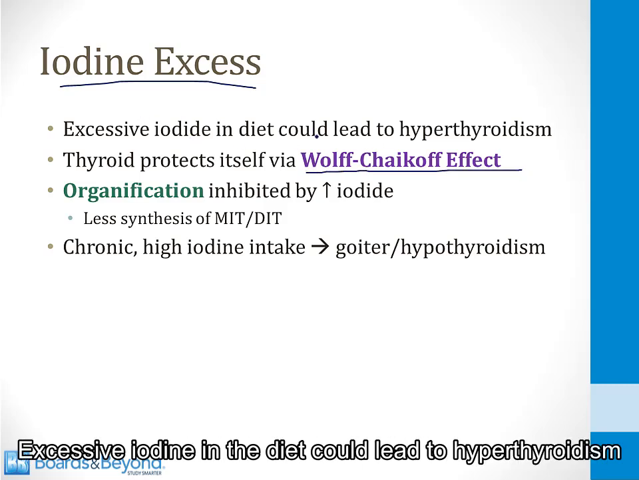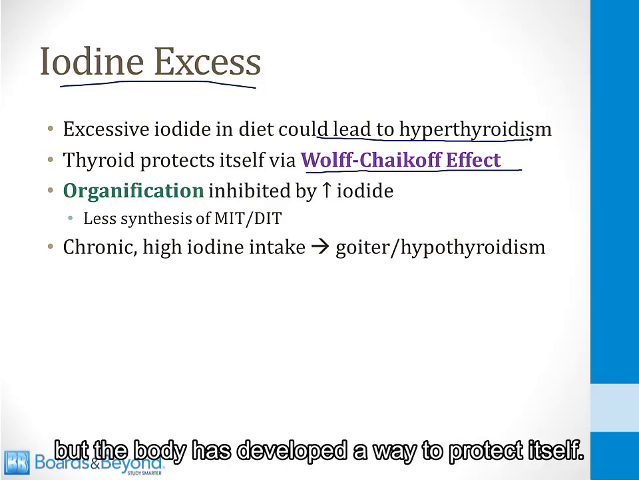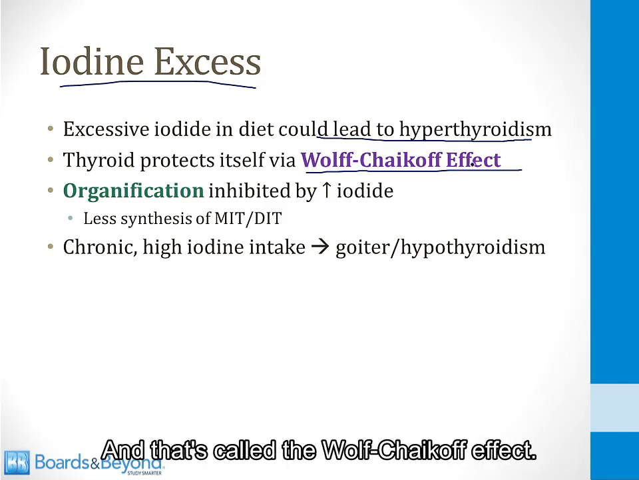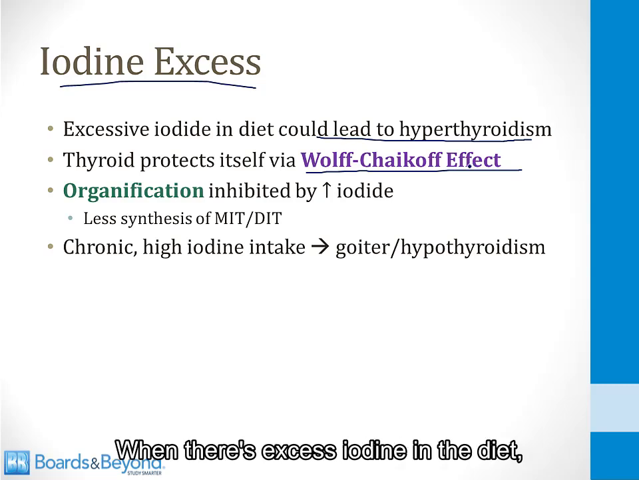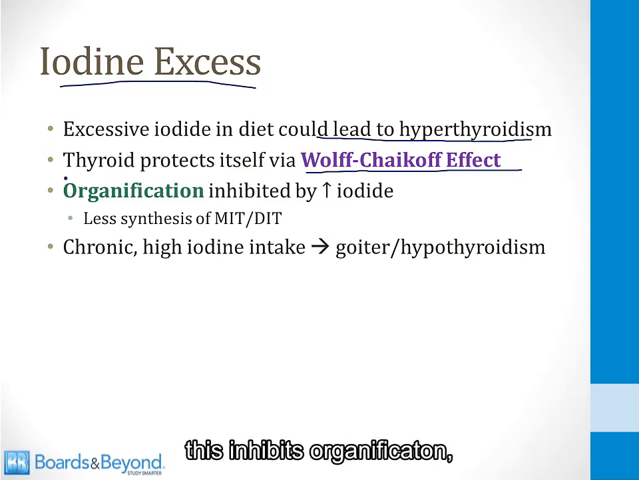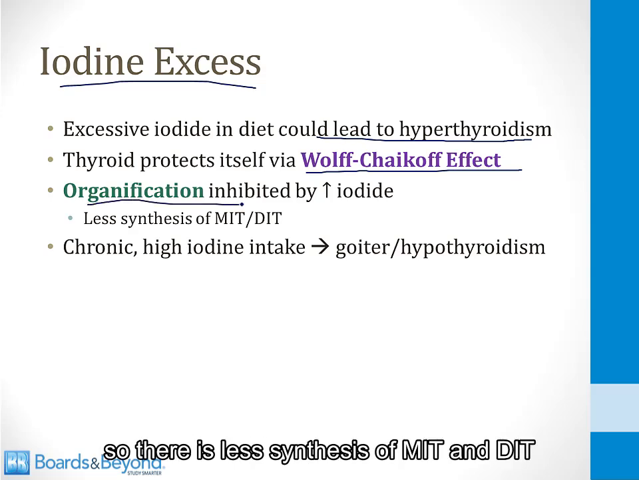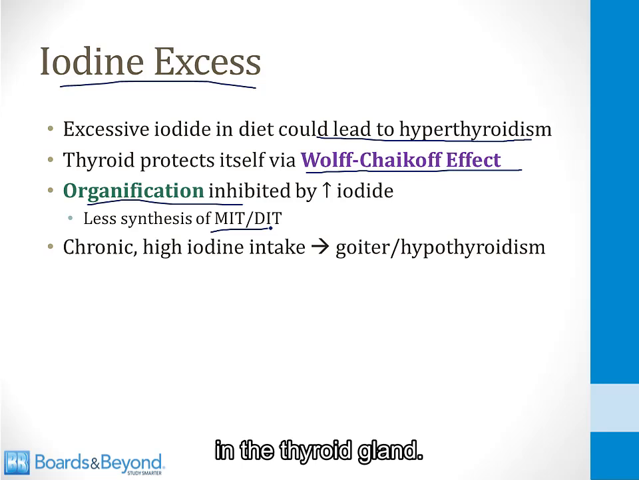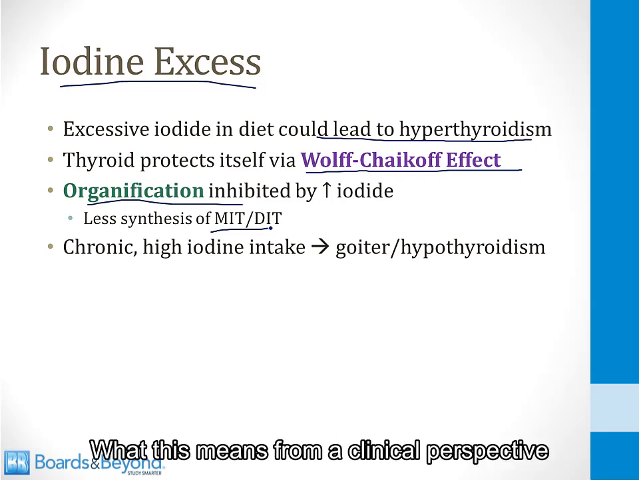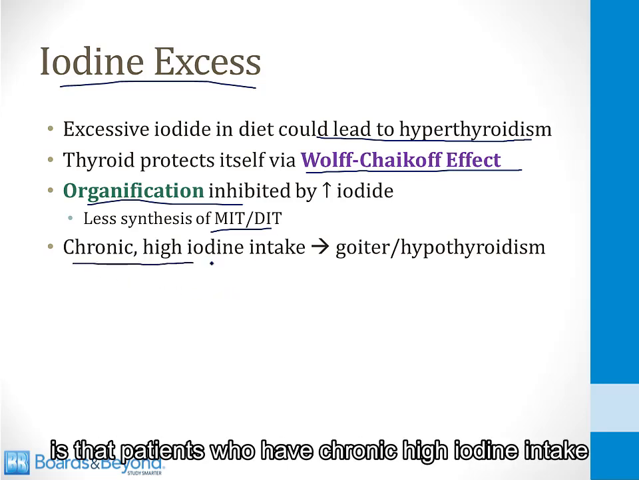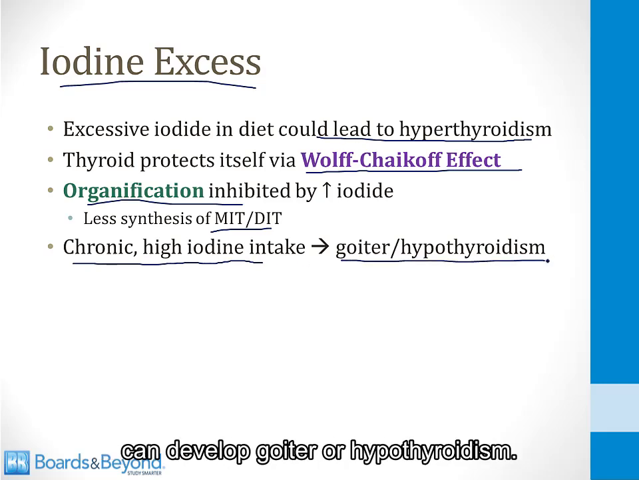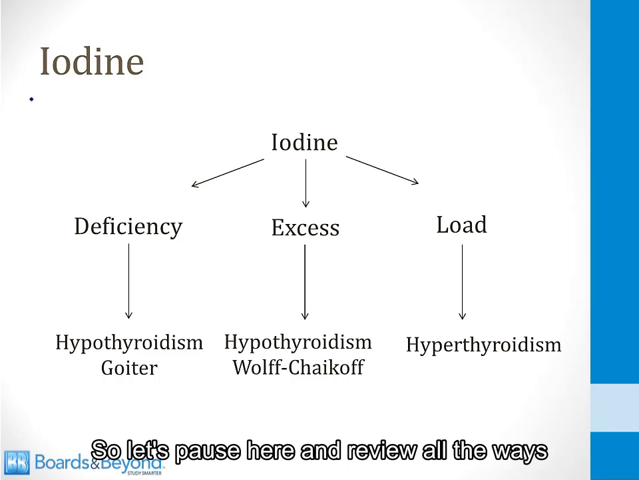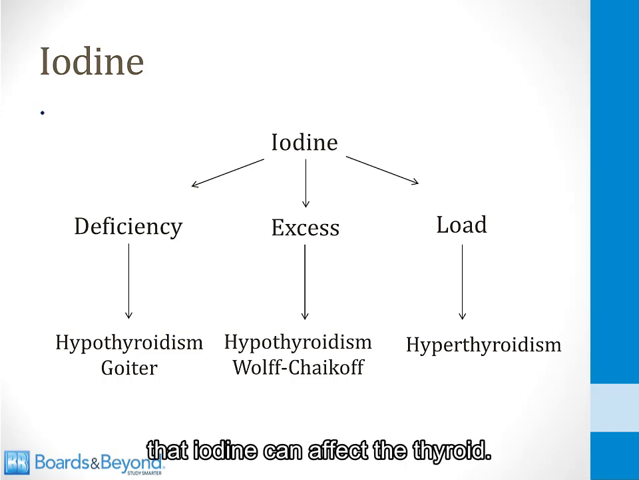Excessive iodine in the diet could lead to hyperthyroidism, but the body has developed a way to protect itself, and that's called the Wolff-Chaikoff effect. When there's excess iodine in the diet, this inhibits organification, so there is less synthesis of MIT and DIT in the thyroid gland. What this means from a clinical perspective is that patients who have chronic high iodine intake can develop goiter or hypothyroidism. So let's pause here and review all the ways that iodine can affect the thyroid.